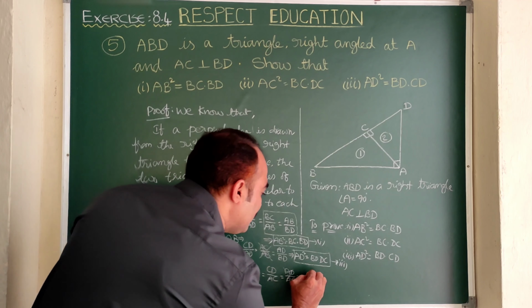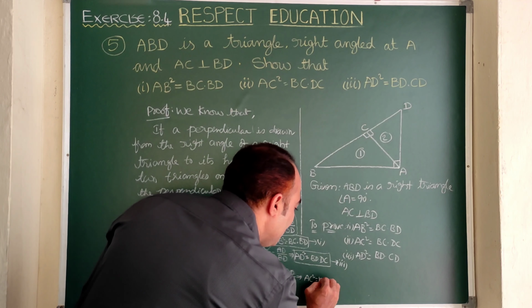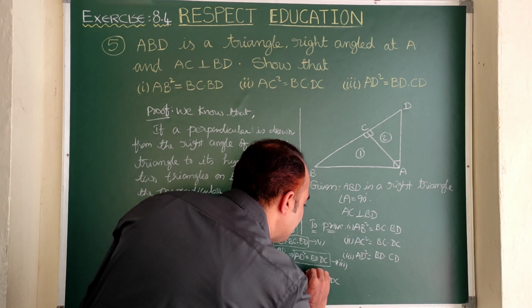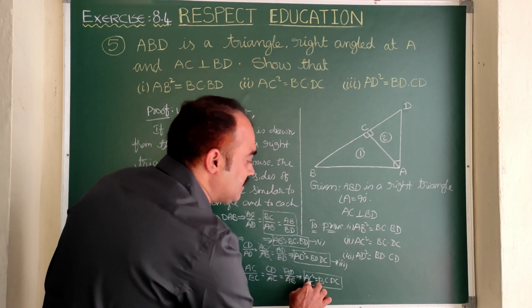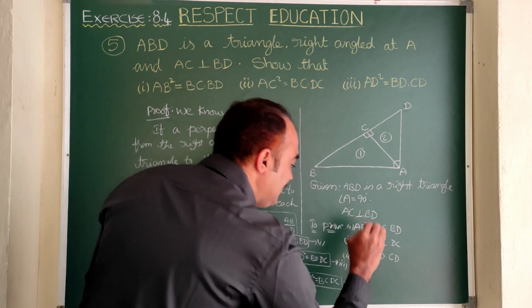AC into AC equal to AC square is equal to BC into DC. BC into DC on cross multiplication. This is what you see here, AC square equals BC into DC. This is second one, right?